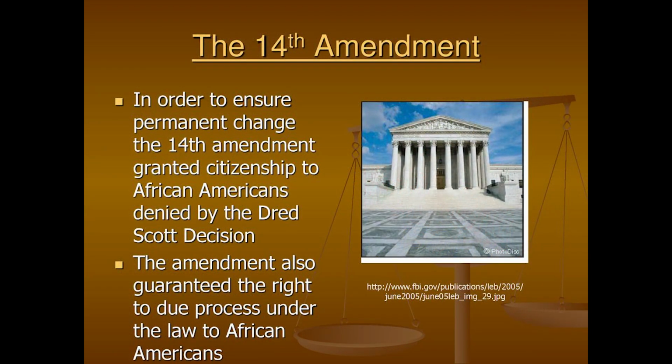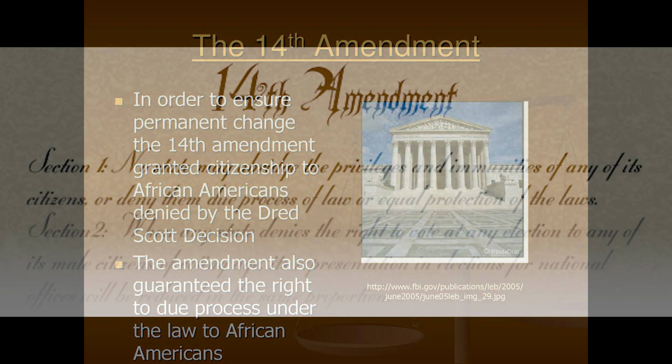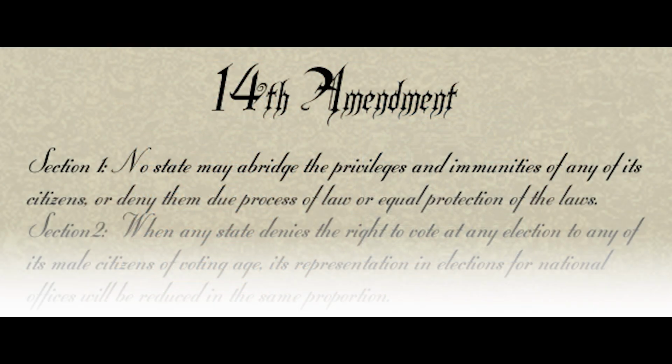To counter these injustices, Congress proposed the 14th Amendment, ensuring that all persons born or naturalized in the United States were granted full citizenship. This directly overturned the infamous Dred Scott v. Sandford, 1857, Supreme Court decision, which had ruled that African Americans could never be citizens. The amendment also established equal protection under the law, preventing states from discriminating against individuals based on race or status.